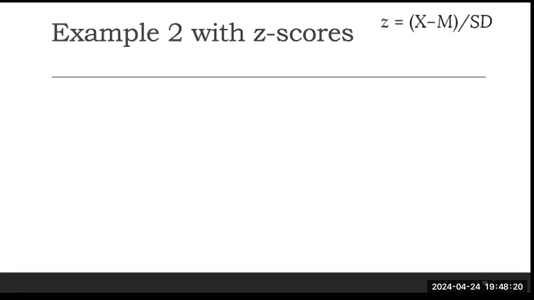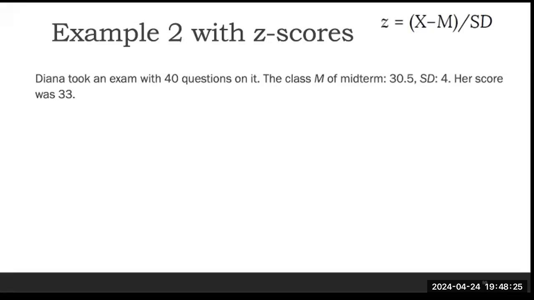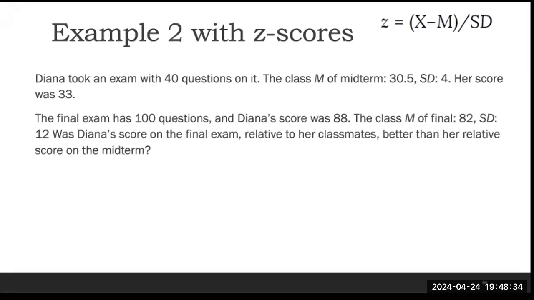All right, so another example is Z-scores. Okay, Diana took an exam with 40 questions on it. The class mean of the midterm was 30.5, standard deviation of 4. Her score was 33. The final exam has 100 questions and Diana's score was 88. The class mean was 82, standard deviation of 12. Was Diana's score in the final exam relative to her classmates better than her relative score in the midterm? So go ahead and try it. And then you could tell me.